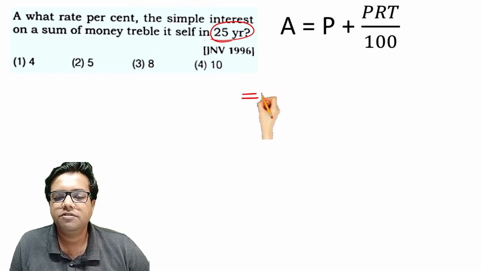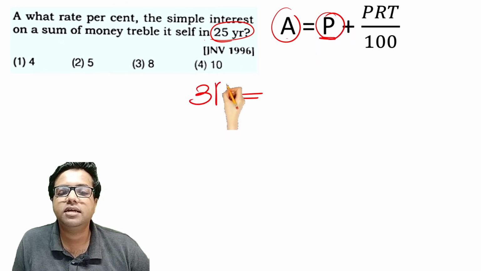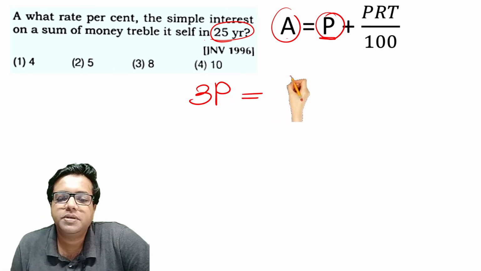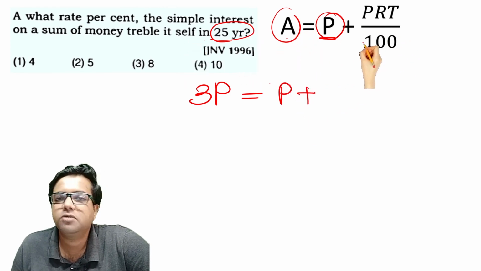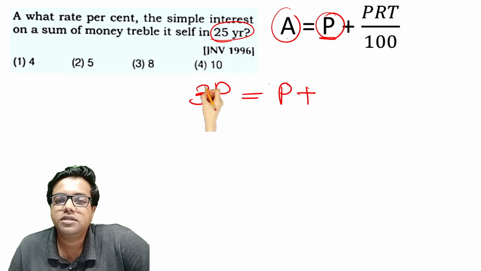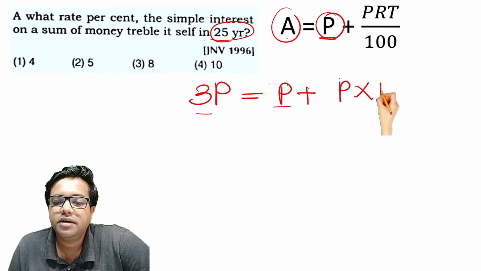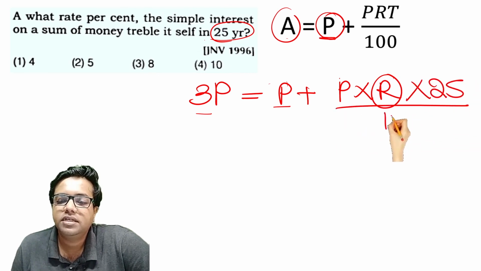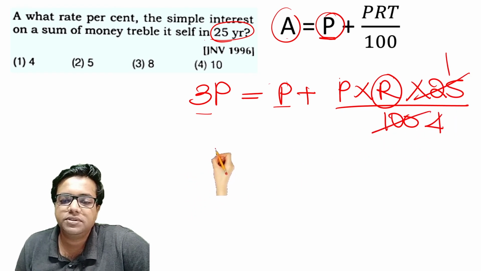That means if the sum is p, the amount should be 3 times p, right? 3 times p, and the principal will be p itself. Let's do this. This is more of a conceptual question. The sum should triple itself in the amount. So we have tripled it. We have the principal, and we have the principal into the rate, which we don't know. We need to find the rate, into the time duration given to us, 25 years, divided by 100. 25 ones are 25, 25 fours are 100.